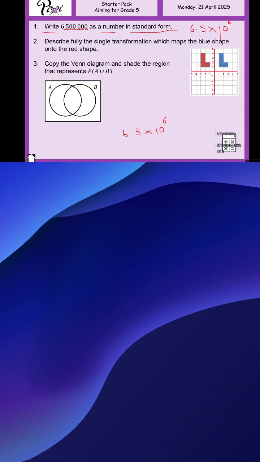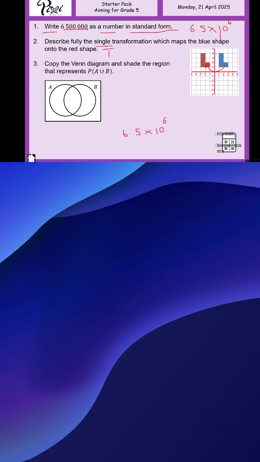Question number 2, so same question that came up yesterday. Describe fully the single transformation which maps shape blue to shape red. So it's going to be a something.